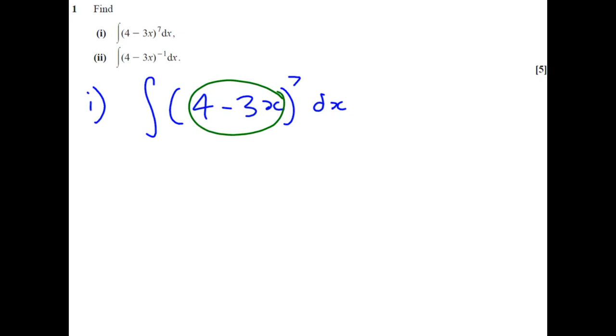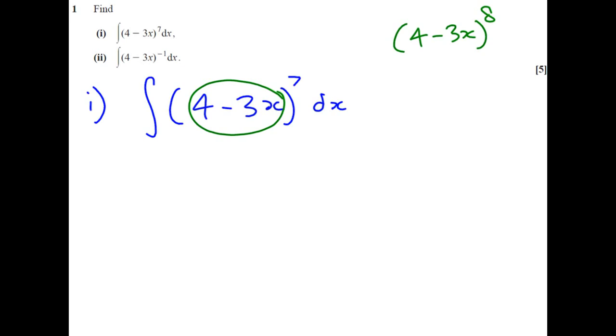Now if you're guessing what's going to differentiate to that, because we're trying to integrate and they're opposites, then you would guess something like (4 minus 3x) to the power of 8. Your guess doesn't have to be brilliant because we come back and improve our guess after.